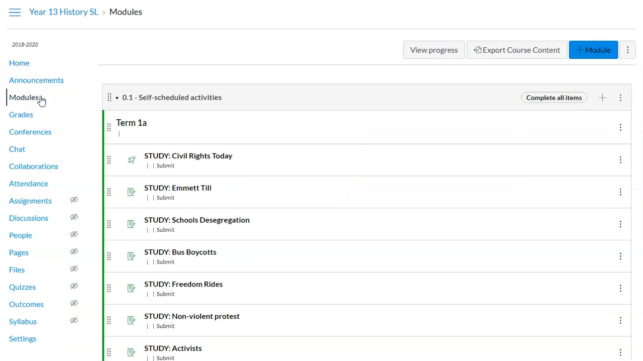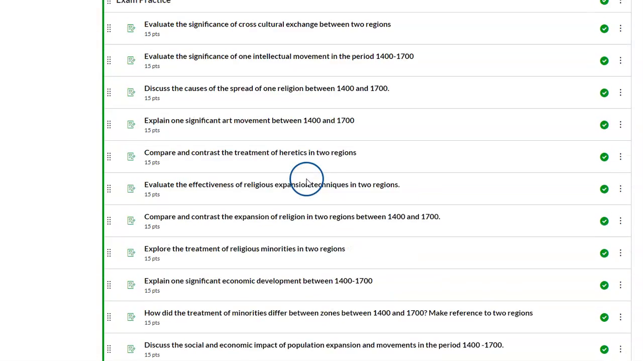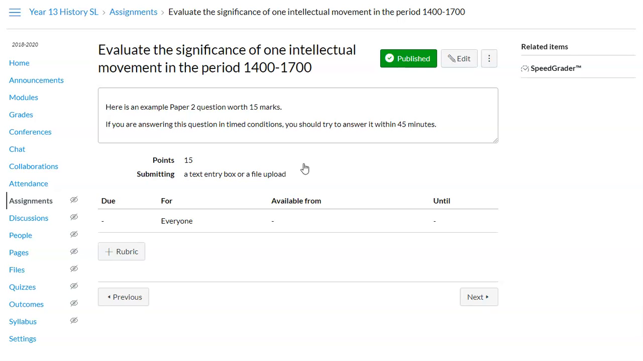We're going to do that through looking at essay technique. So if you log on to Canvas and scroll down to this module, module 3.5, it's called Revision and Exam Practice. And in here you'll see a number of revision support materials, which include some historiography, some essay technique sections, and then also a lot of different exam practice questions that you can have a go at. The one that I'm going to look at today is the evaluate the significance of one intellectual movement in the period 1400 to 1700.